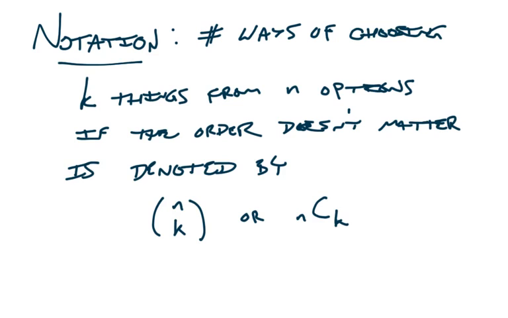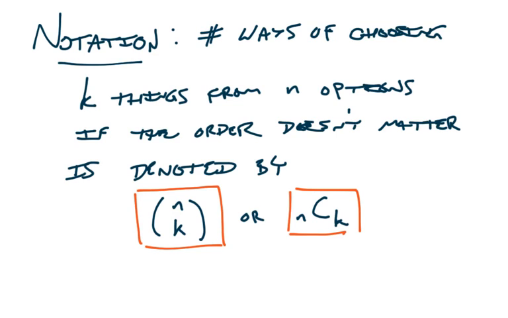So the number of ways of choosing k things from n options, and here we're assuming that the order does not matter, is denoted, the textbook uses this nCk notation. N choose k is what that's called. And very often, if you're reading other things online, or if you're looking at my notes that I'm creating here, this notation, n over top of k in parentheses, is very, very common.